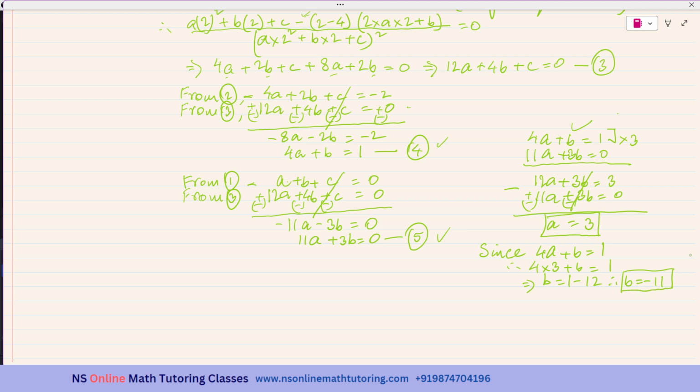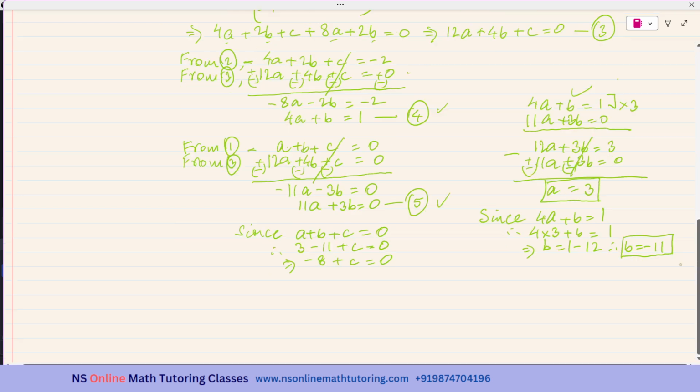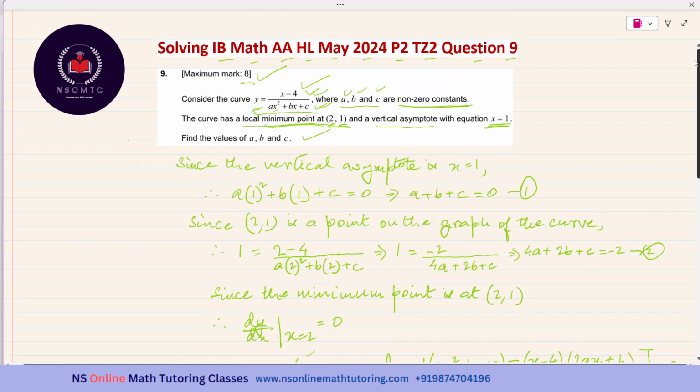And from the first equation, it was a plus b plus c equal to 0. Since a plus b plus c equal to 0, therefore 3 minus 11 plus c equal to 0. 3 minus 11 is minus 8. So minus 8 plus c equal to 0. So c's value will be equal to 8. So we have solved this question completely.